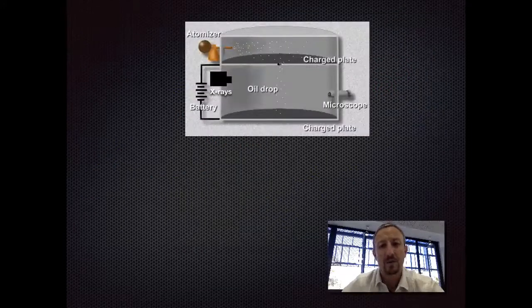So how did this work? Well, you can see at the top here we've got the atomizer, and it's spraying the particles into the chamber. There's a small hole in the top plate. This top plate was positively charged, and the oil droplets then fell through the top plate. At that point, X-rays were bombarded into these oil droplets, and as a result either put on or removed electrons. Now, by placing a charge across the two plates using the battery, which you can see on the left-hand side, Millikan was able to change the charge on the plates.